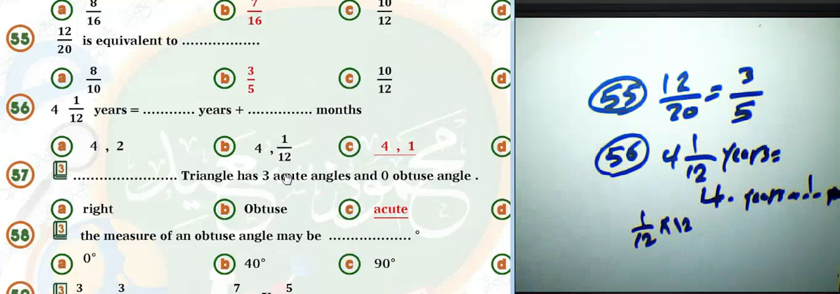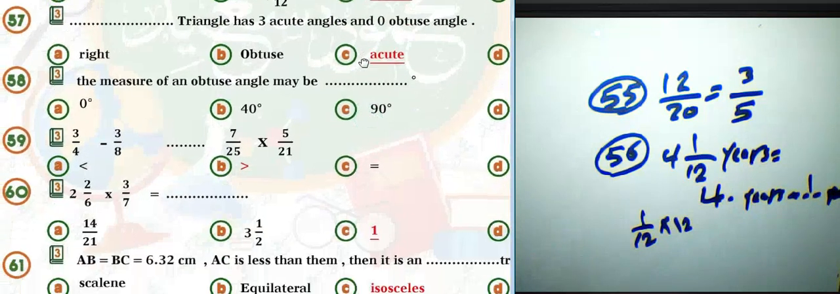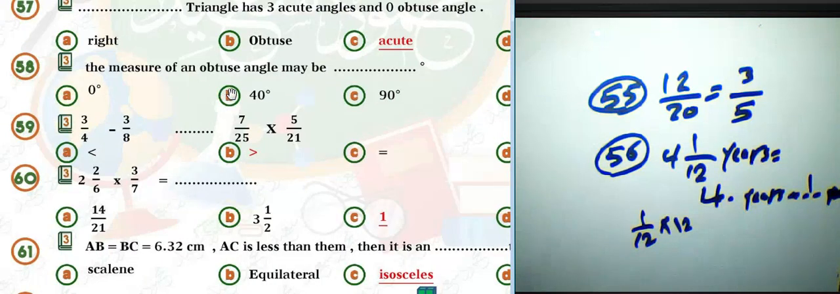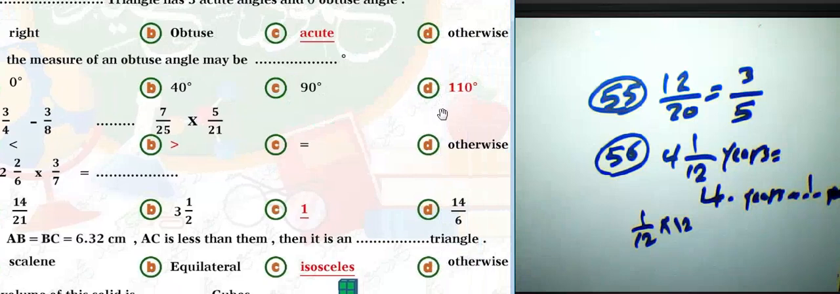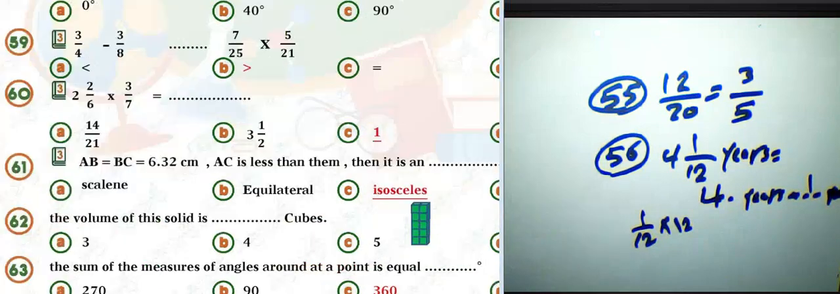A triangle that has 3 acute angles and 0 obtuse angles, we call it an acute triangle. The measure of an obtuse angle may be 110, because 110 is greater than 90 degrees and less than 180.